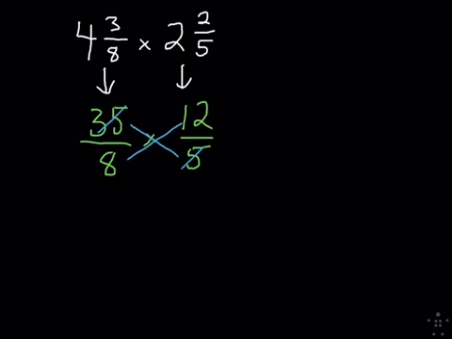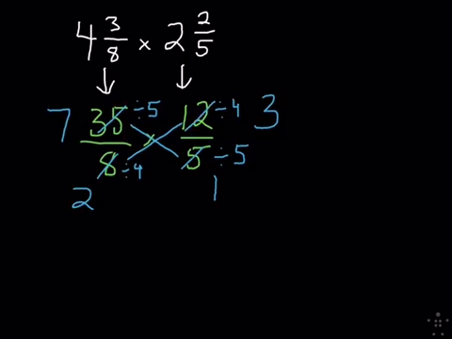That's my greatest common factor, so I'm going to divide top and bottom by 5 and get a 1. And I'm going to divide this by 5 and get a 7. And for the 8 and the 12, the biggest number that goes into both of those is 4. So I'm going to divide top and bottom by 4 and get a 2, and divide this one by 4 and get a 3. So right now it looks a little confusing, but I'm going to clean it up a little bit.